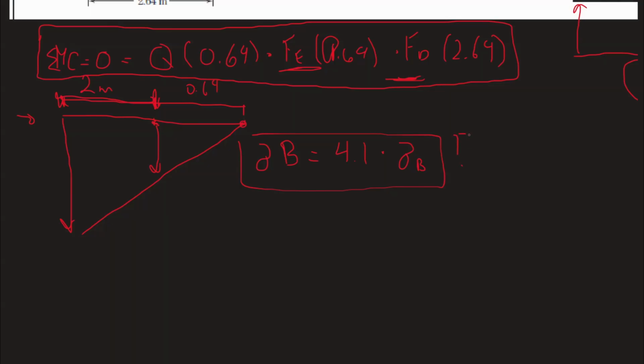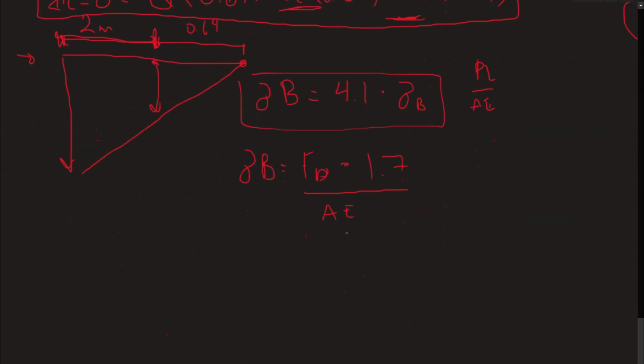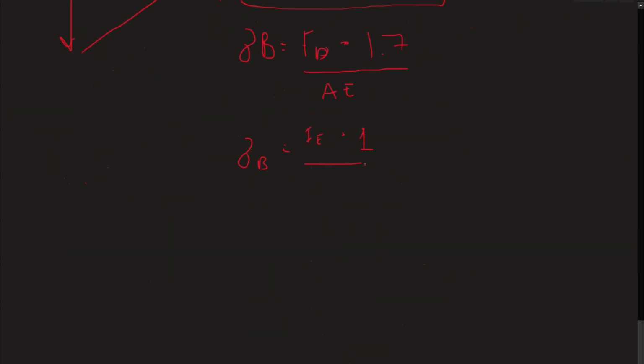So then how in the world can you get this relative to the force? Oh wait, the equation for these actually just comes straight from that. So if you go big B equals F_D times PL 1.7 over AE, and this little b equals F_E times 1, so it cancels, over AE.